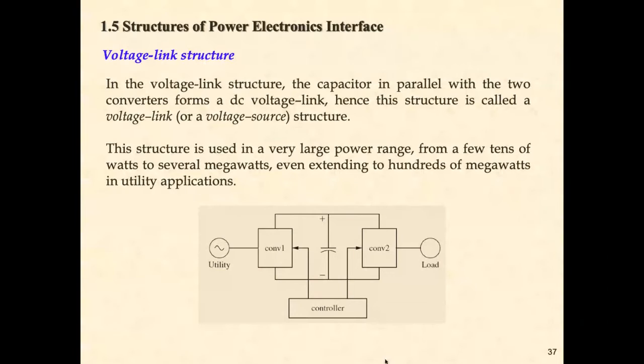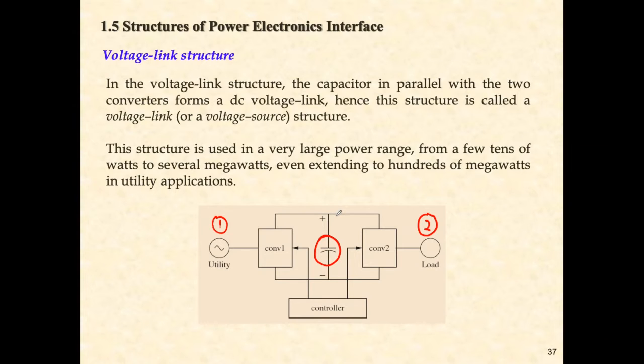So this is a typical example of the voltage link structure. It is quite easy to differentiate. From this picture we can see that there is a capacitor connected in parallel between two sources. We can say that, right? So this is one of the sources, and then two.